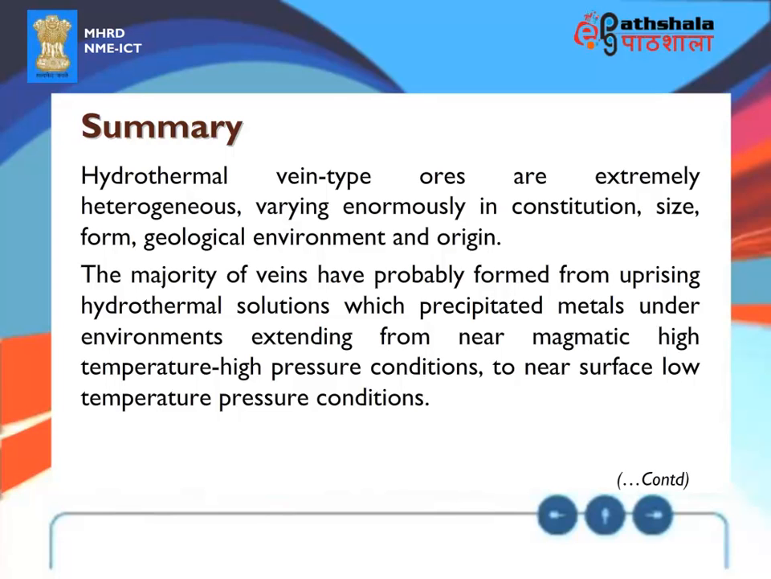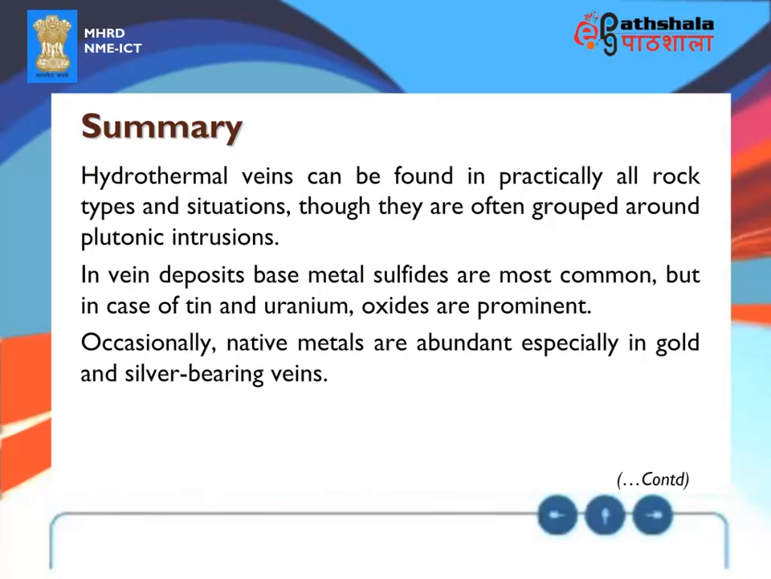The majority of veins have probably formed from uprising hydrothermal solutions which precipitated metals under environments extending from near magmatic high temperature, high pressure conditions to near surface low temperature, low pressure conditions. Hydrothermal veins can be found in practically all rock types and situations, though they are often grouped around plutonic intrusions.